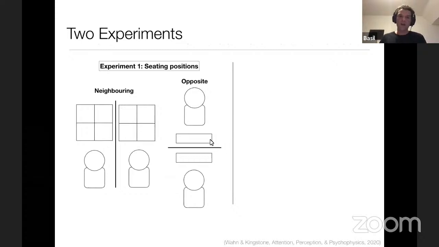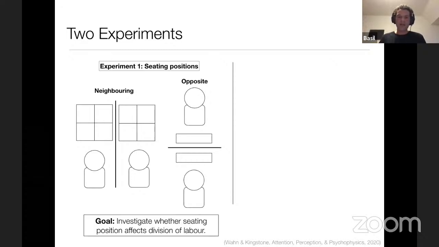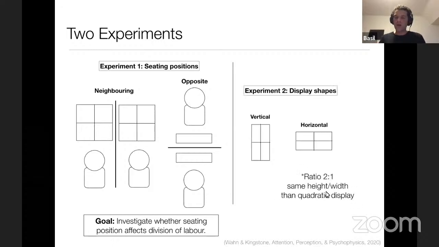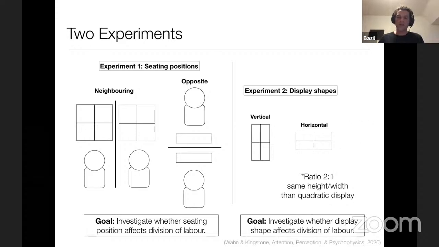The first experiment varied the seating positions. They either sat next to each other or opposite of each other. And again, we took these quadrant displays that were also used by the study by Alvarez and Kavanagh. Here we wanted to investigate whether the seating position affects the labor division. In the second experiment, we varied the shape of how we displayed the task. So we had the vertical display and the horizontal display. And here we wanted to investigate whether the display shape affects the division of labor strategy.